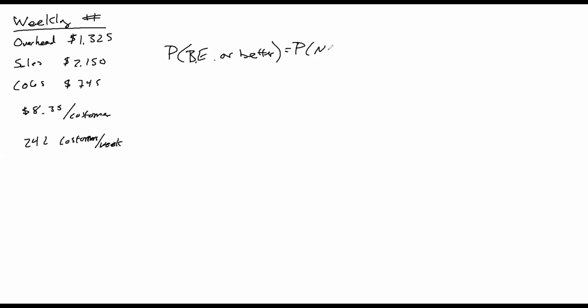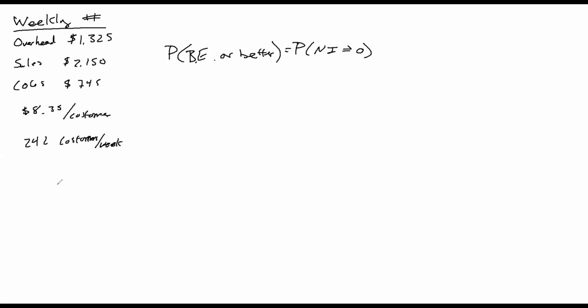Break even means net income is equal to 0. So you didn't make any profit, you didn't lose any profit, but net income is 0. You want to break even or better, though. That means net income would be equal to or greater than 0. But we don't have a distribution of net income. But maybe we do for customers. We know that we get 242 customers per week. So let's think about what that distribution could be.